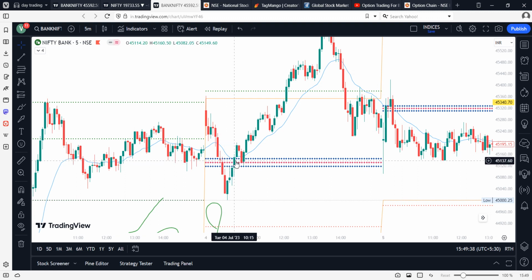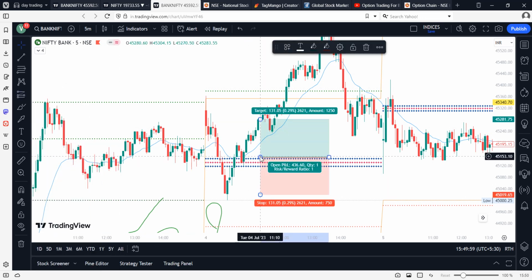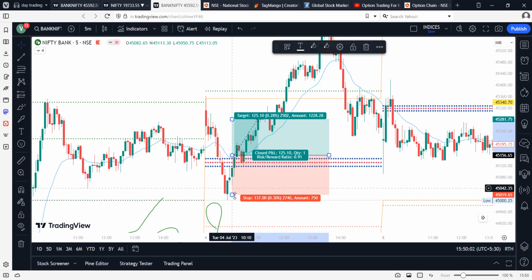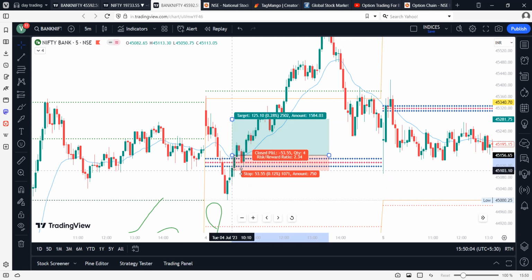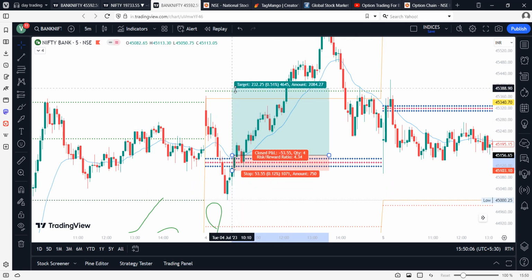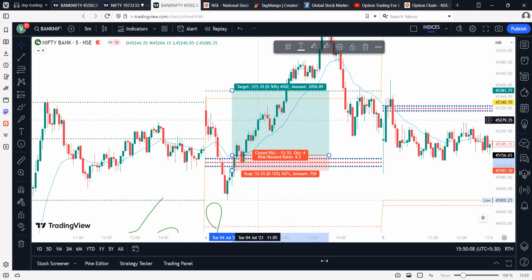Here we are waiting at the CPR with a bullish move, and it closes above the CPR along with the 20 EMA. This is a good indication to take the trade at the CPR, and your target is this. To simplify this process, the target and entry and everything, I am using this one. Okay, this is the stop loss.